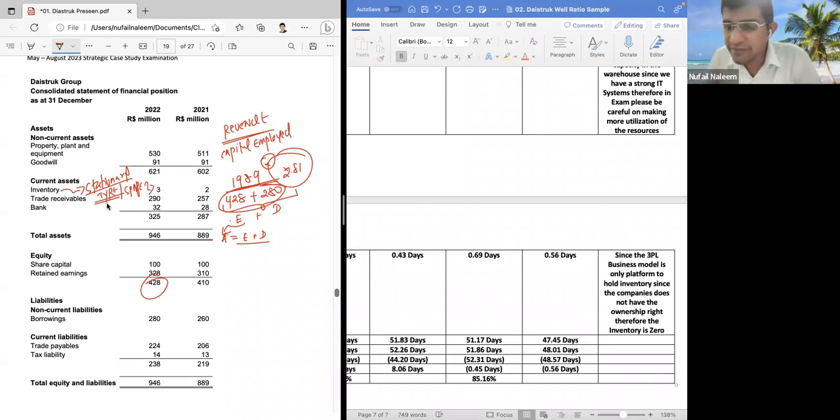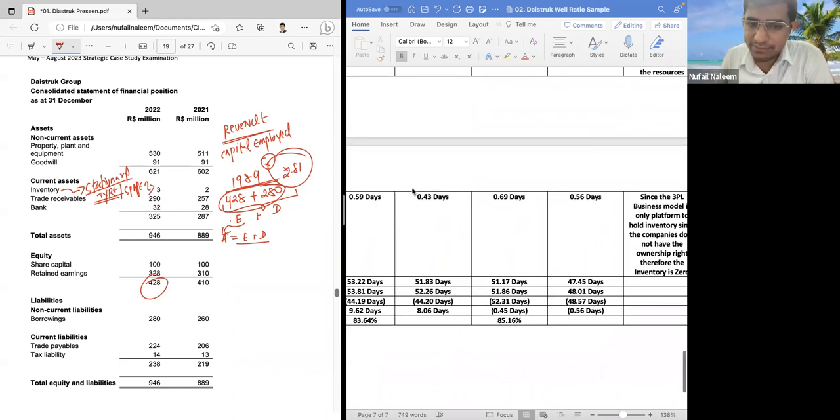Can I get a confirmation from you all in the chat box if you got that clearly, students? Get the industry very, very well. That is very, very important in order to pass this paper.